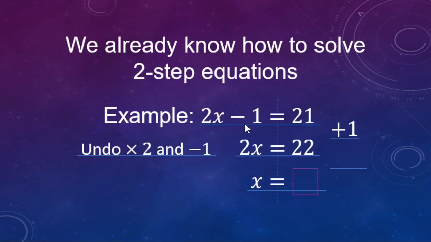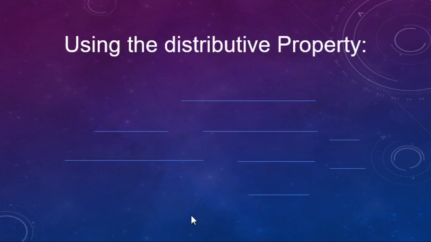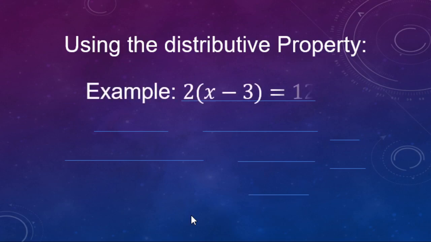Now that we have undone the minus 1 with a plus 1, we're going to undo times 2 with a divide by 2. So when we divide by 2, 2x divided by 2 just makes x, which is what we were shooting for. Again, we're just really looking at this right-hand side for this equation. 22 divided by 2 makes 11. So 11 is the value for x that makes the equation true. Now that we've reviewed that, we can move on to some more complicated ones.